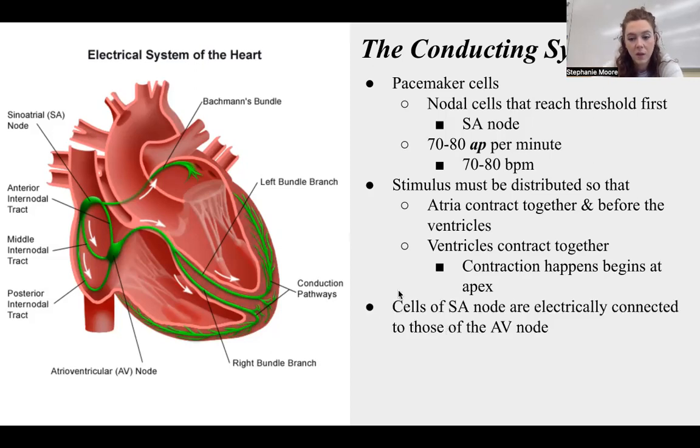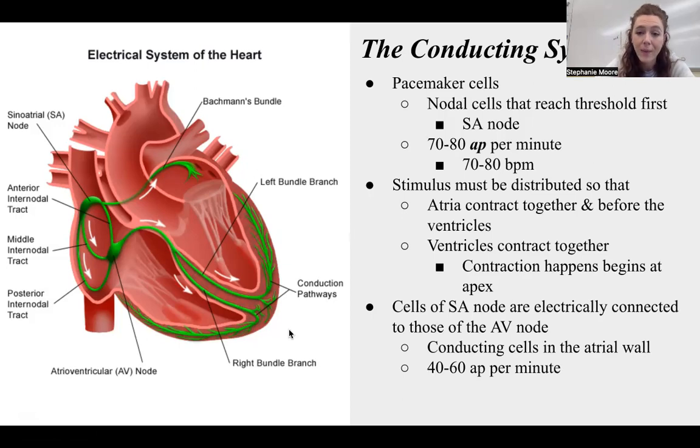So the cells of the SA node are electrically connected to those of the AV node. So it's all about carrying the signal. The signal happens in the atrium first. The atria are going to contract. Then it travels to the AV node, which means, hey, the atria have already received the signal, you should now contract. Those conducting cells are embedded in the atrial wall, which I don't know if you can really see on this picture.